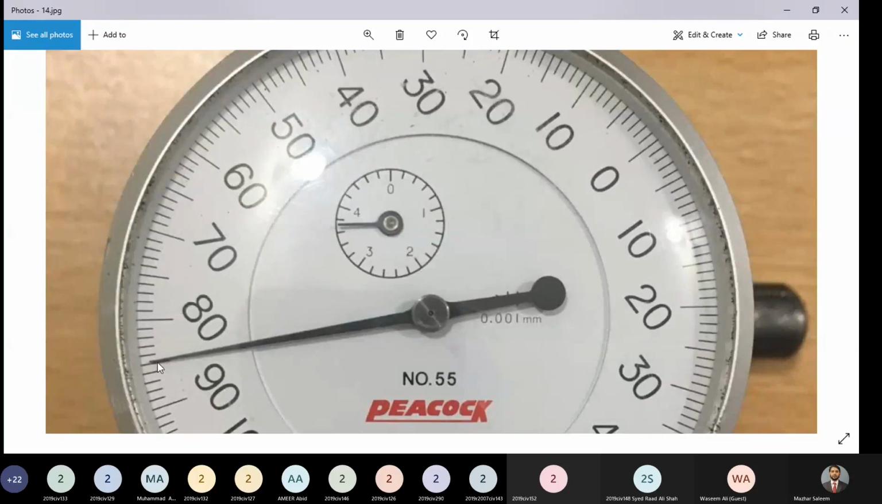So what will be the measurement? Let me write it down in the chat box. The measurement in this case will be 1.2 plus 85 times 0.001, and this is equal to 1.285 millimeters.